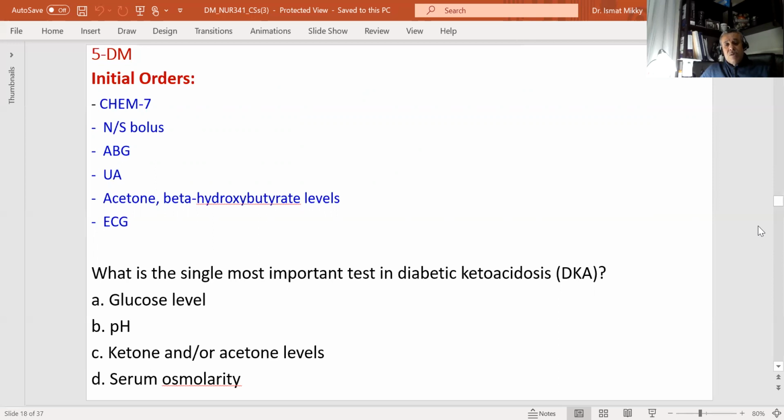ketoacidosis. So the glucose level is not as important as knowing if the patient is acidotic. So the pH is the most important because the glucose levels can fluctuate wildly from high to medium. But if the patient's pH on ABG results or serum bicarbonate in chemistry is near normal, it doesn't matter, so the pH is most important.